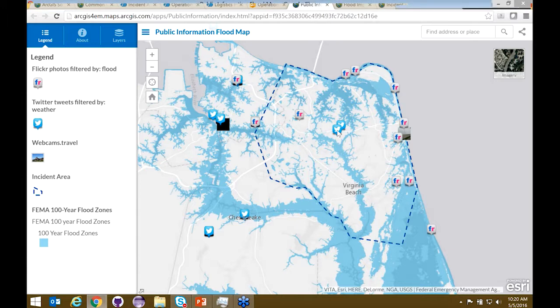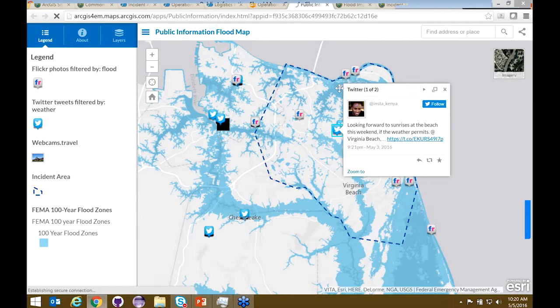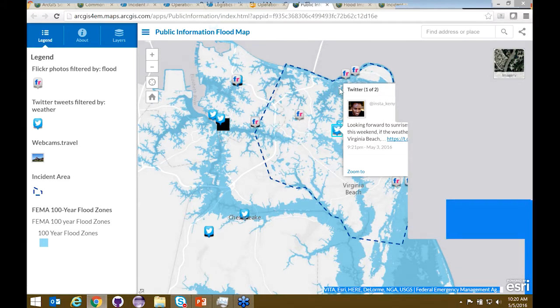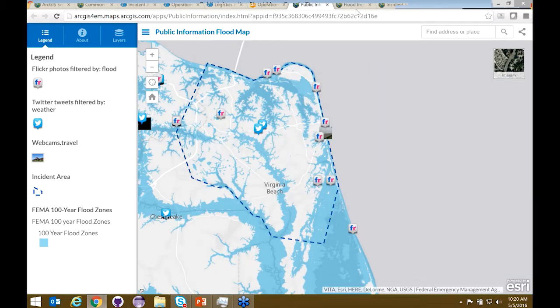So this application gives you a way to filter the various social media feeds, Flickr and Twitter, and get a feel for what people are saying in the area as things are evolving.